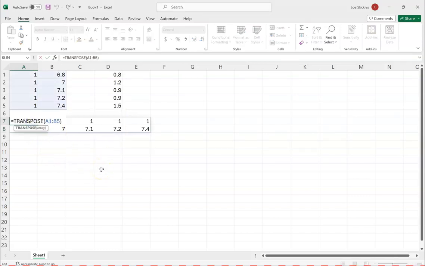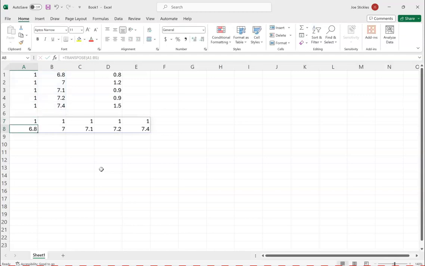Notice that Excel knows that it's not just supposed to have a single number output, it should have an entire matrix output, so it could look kind of weird, right? So it made it, it was originally 5 by 2 and now turned it into a 2 by 5.